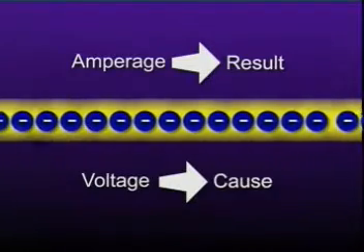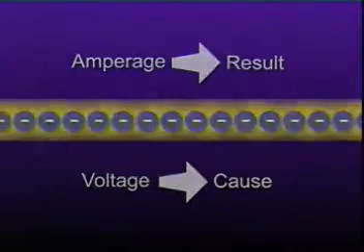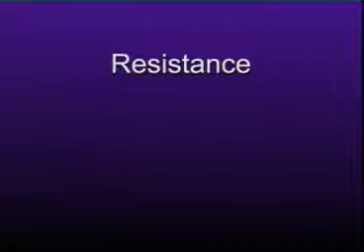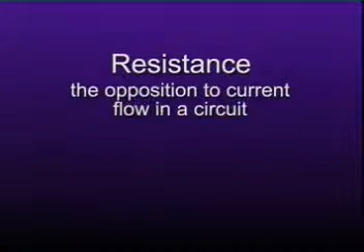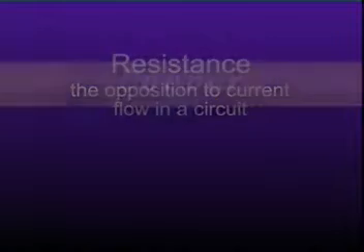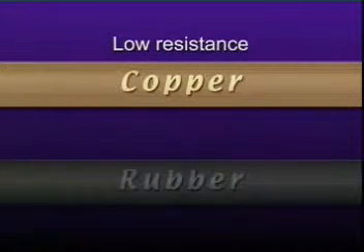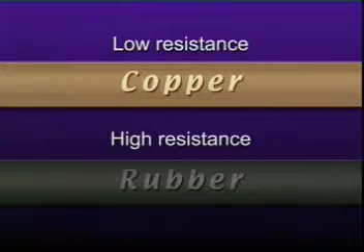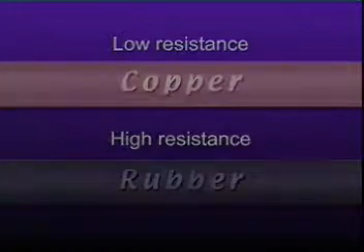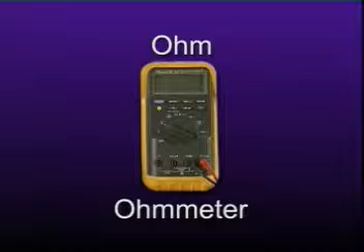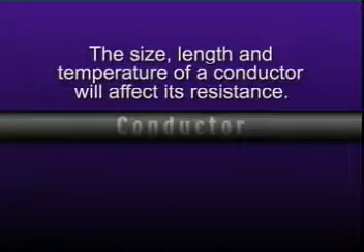Now let's look at the final factor affecting a circuit's performance: resistance. Resistance is the opposition to current flow in a circuit. Copper and other conductors offer low resistance to the flow of electrical current, while rubber and other insulators offer high resistance. The electrical unit that we use to measure resistance is called the ohm and is measured by an ohm meter. Many factors influence the resistance in a circuit. The size, length, and temperature of a conductor will affect its resistance.